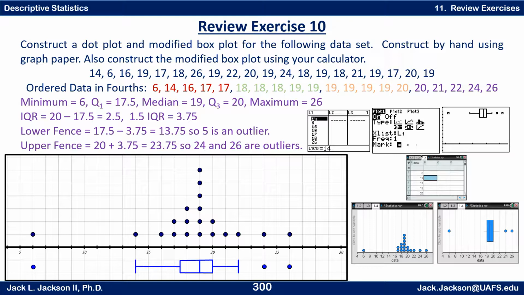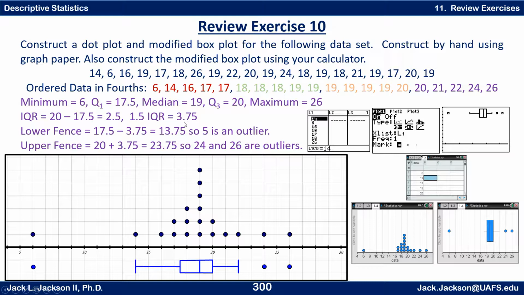So to do that, we need to first find our interquartile range. Well, that's just the width of this box right here, the box in the middle. So it's the distance from Q1 to Q3. That's Q3 minus Q1, or 20 minus 17.5, which is 2.5. So this box right here is 2.5 long. That's called the interquartile range. Now if you multiply that by 1.5, you get 3.75.